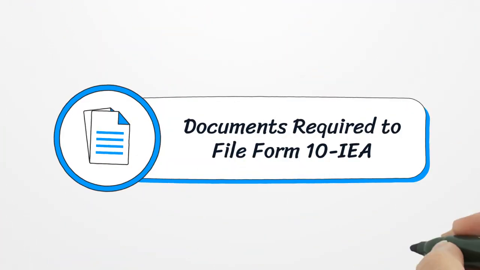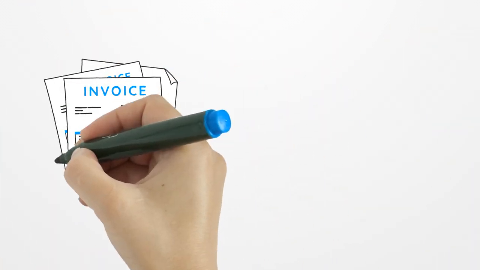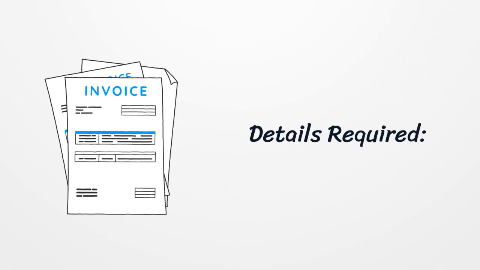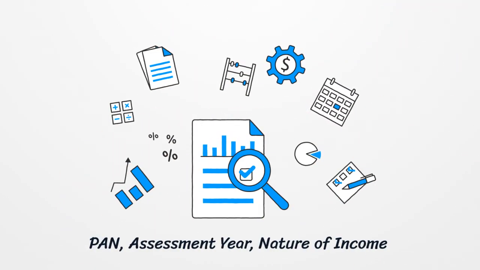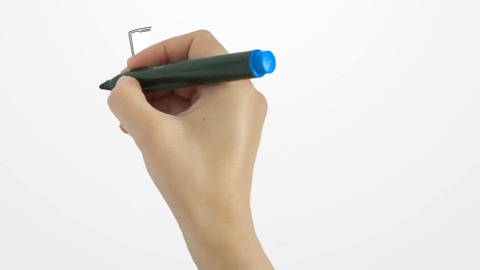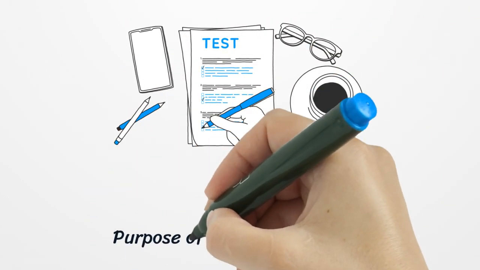Documents required to file Form 10-IEA. Although no physical documents are to be attached or uploaded, the following details are needed: PAN of the assessee, assessment year, and nature of income, business or profession.